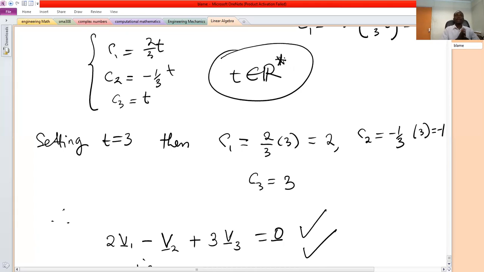Or to make your work easier, immediately you have found that the system you're dealing with results into a case of infinitely many solutions, then know that the vectors involved are linearly dependent, or one vector can be expressed as a linear combination of other vectors. That should be clear.